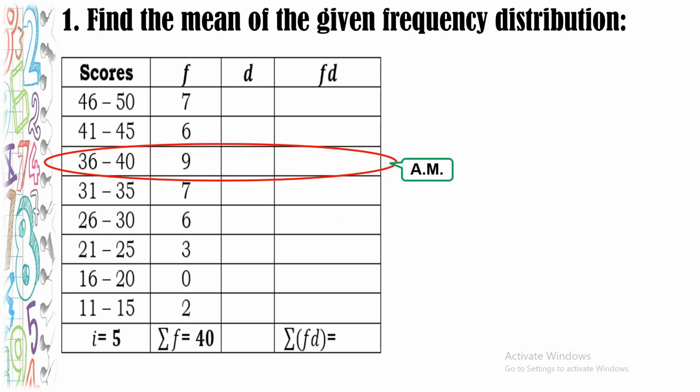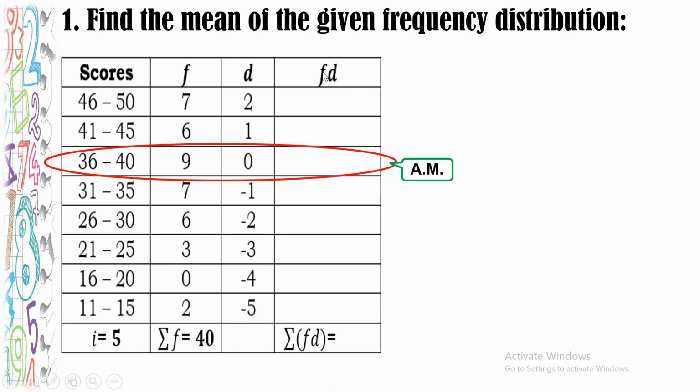That's our assumed mean. Now for the deviation, you must start from the assumed mean because it must be 0. I'll repeat, the deviation of the assumed mean should be 0. Going upward, we add 1. Going downward, we subtract 1. So from 0 going upward, we have 1, 2. Downwards, we have -1, -2, -3, -4, -5.